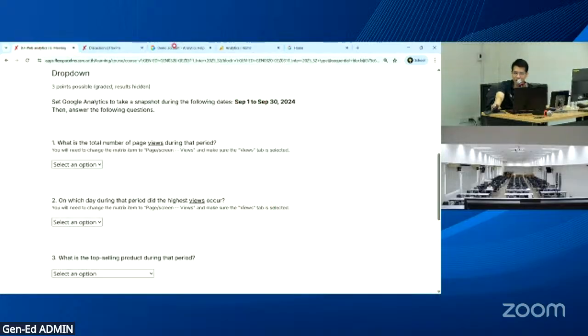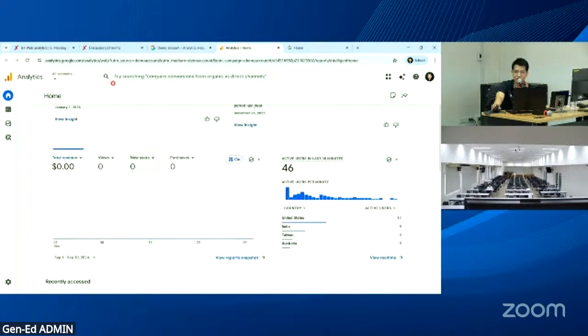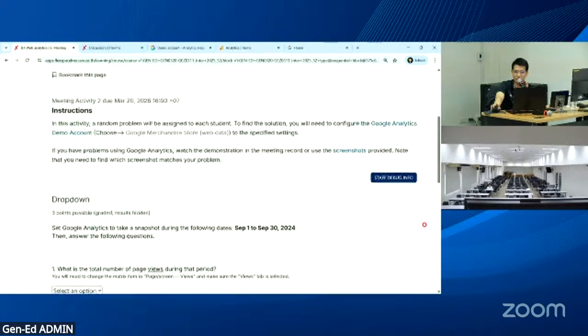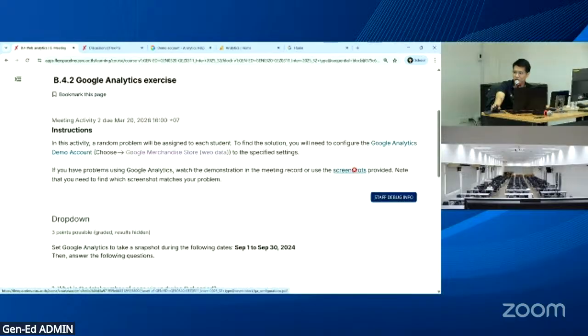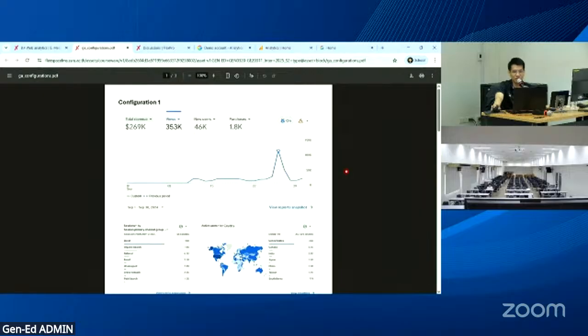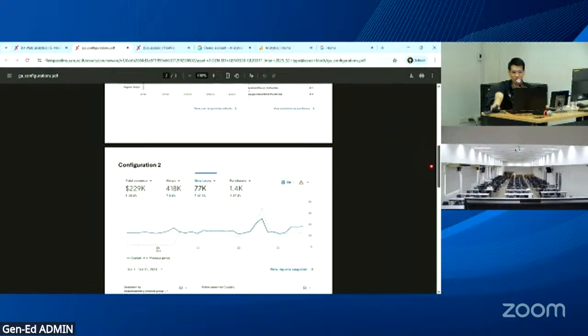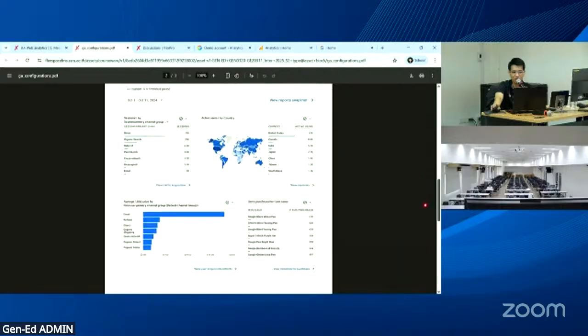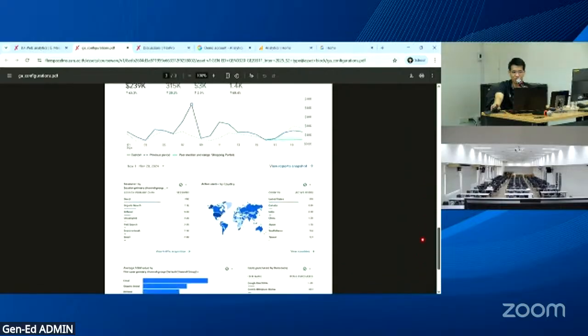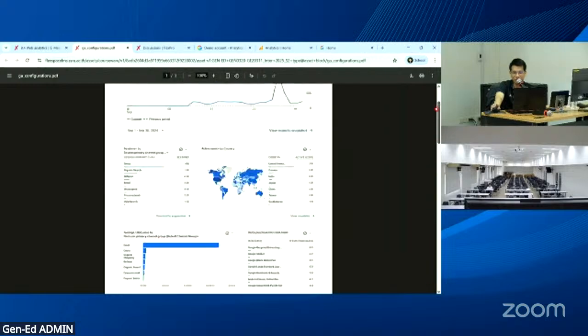If you try to configure Google Analytics but nothing shows up, or you find that the configuration is confusing, you can skip it once and for all and use the screenshot that I provided here. There's a small link here, screenshot. That means students who did not attend the meeting will not have this information. When you click on this screenshot, I have a bunch of screenshots here: configuration 1, configuration 2, configuration 3, and configuration 4. Maybe only 3.